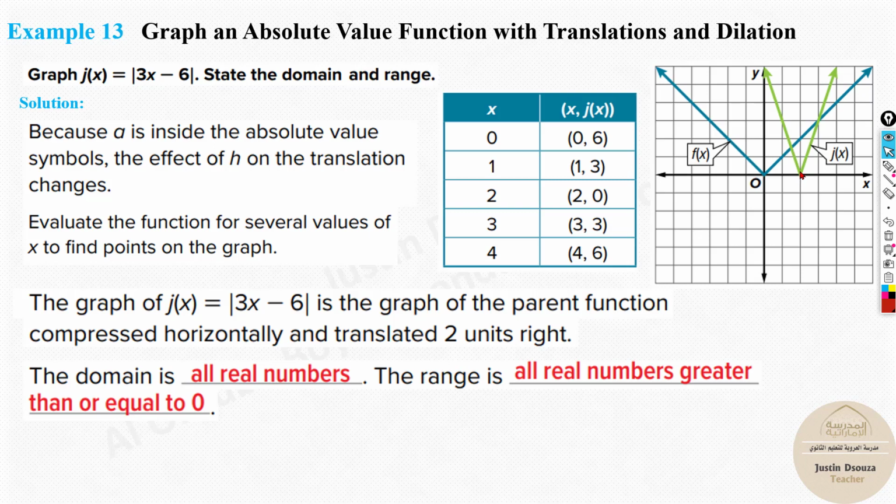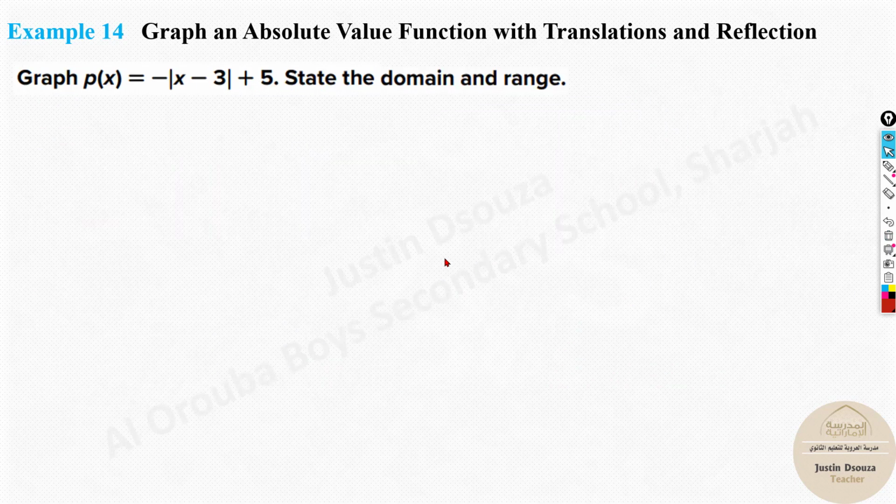Now here, this is the vertex basically. Forgot to tell you, this is the vertex where the two lines join, the sharp corner or the end. Wherever that touches, see where the graph is pointing, upwards or downwards. If it's upwards, it's all real numbers greater than or equal to 0. If it was, say, downwards like this, then what would the range be? It would be all real numbers less than or equal to 0, because it's going downwards. Okay, that's how we do it.